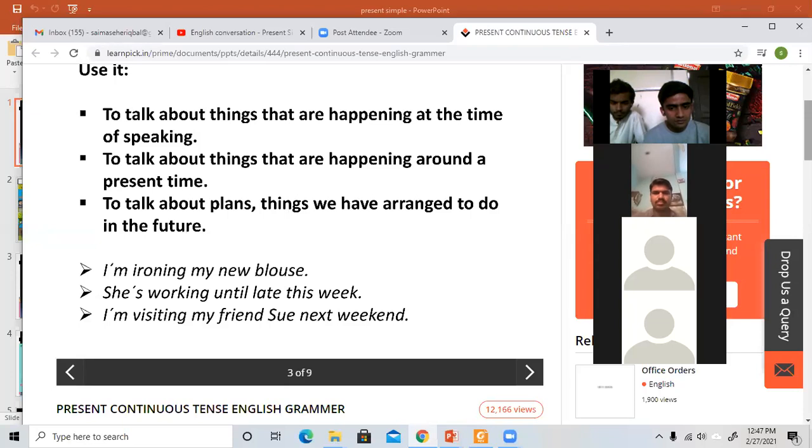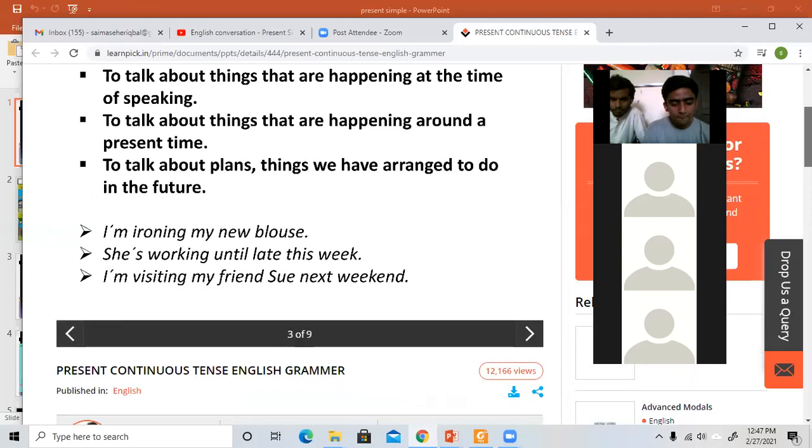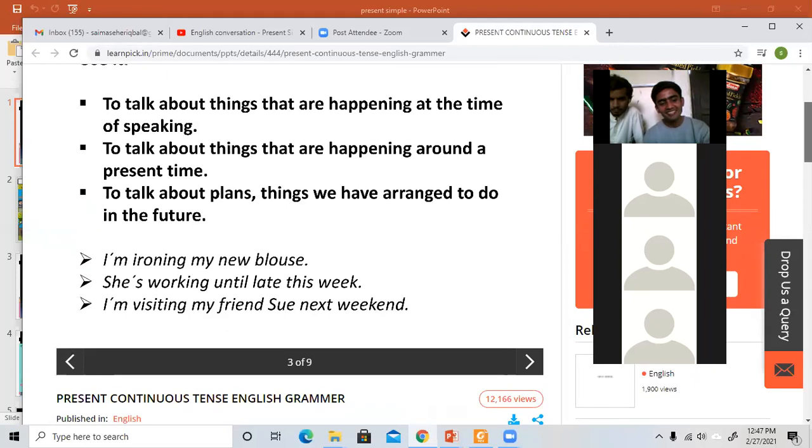So we use present continuous for the future sense when we have made arrangements to do certain things. Without arrangements and without any planning, we can't use present continuous tense for the future. So we talk about our plans when we have arranged things for the future. Like, I'm ironing my new blouse. She's working until late this week. And the third example, I'm visiting my friend Sue next weekend. So, I'm visiting my friend Sue next weekend is giving you the future sense.